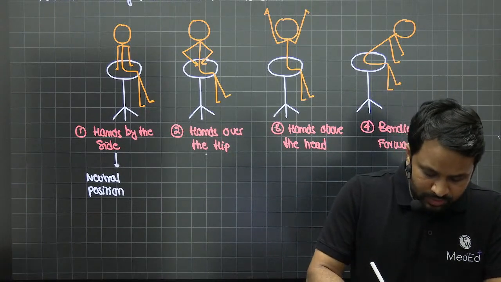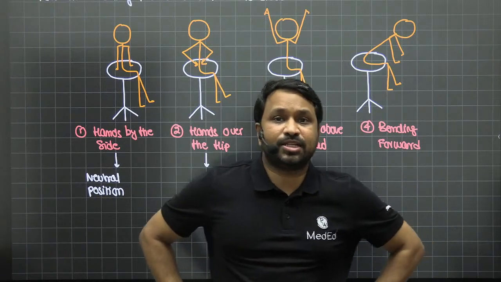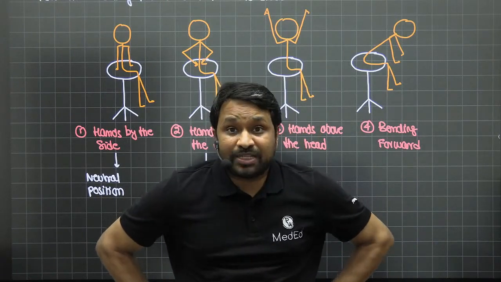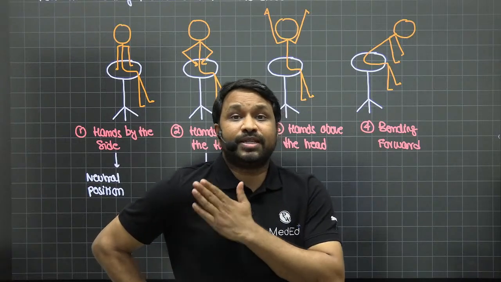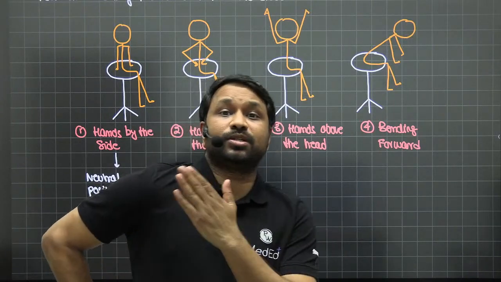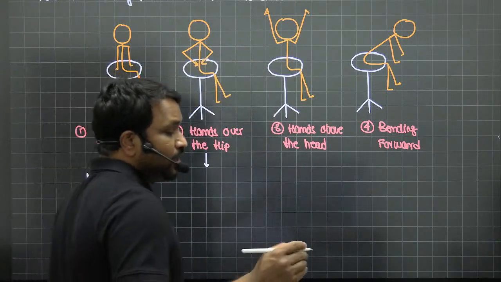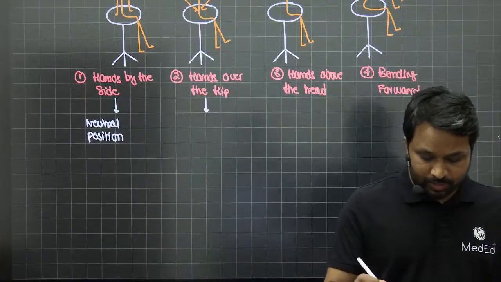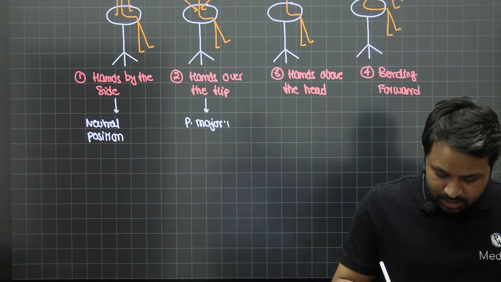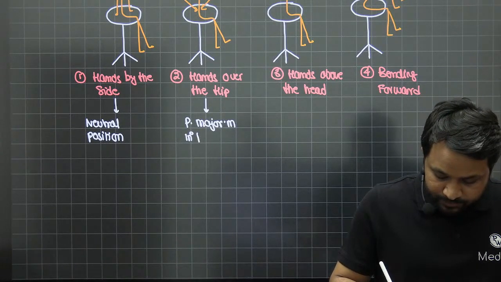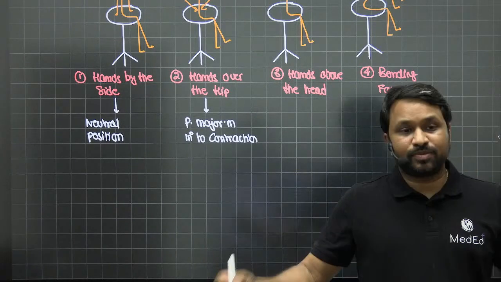Now, what is the objective of hands over the hip? You ask the patient not just to put the hands there, but to press the hip. When the patient presses the hip, you see this muscle going into contraction. You feel it here. This is your pectoralis major muscle. So in hands over the hip, you are putting the pectoralis major muscle into contraction.